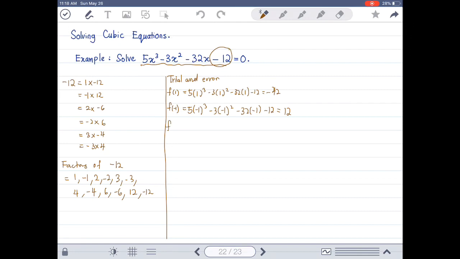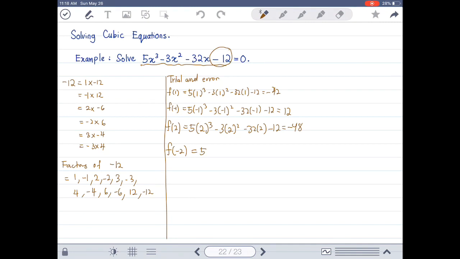How about we try f(2): 5 times 2 to the power of 3 minus 3 times 2 squared minus 32 times 2 minus 12. Negative 48, so this is still not the answer. We try f(-2).